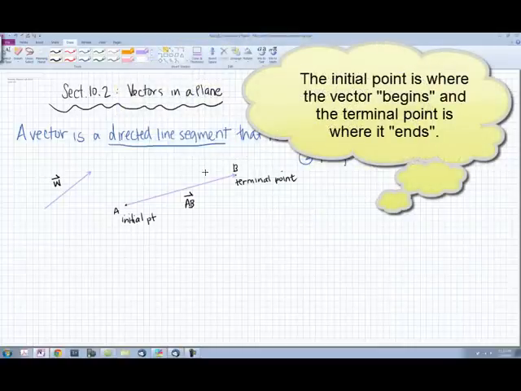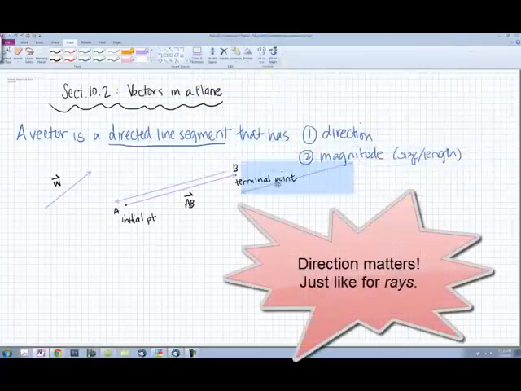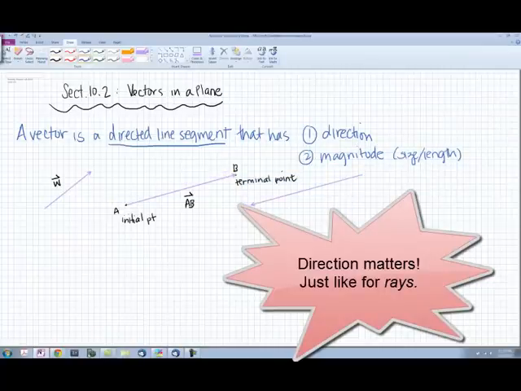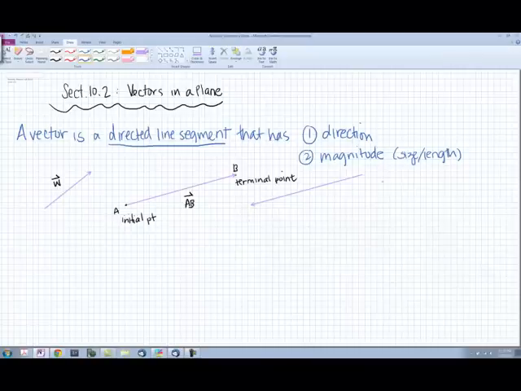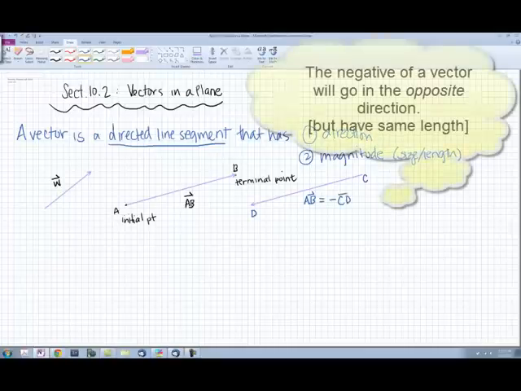The direction does matter because, for instance, if I have another vector like this, it would be different. This would not be vector AB. This would be vector CD. They would be opposite, so I could actually say vector AB equals the negative of vector CD.